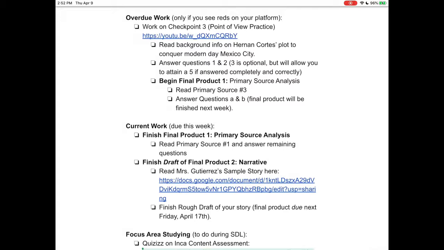So last week, just in a bit of review, we worked on checkpoint 3, which was your point of view practice, and you read background info on Hernan Cortez's plot to conquer modern day Mexico City. I think the big takeaway here is that we had studied other documentation where the Spanish had told priests that their main mission in the quote-unquote New World, what is modern-day Mexico, was simply to save the people, whether it be the Aztecs.